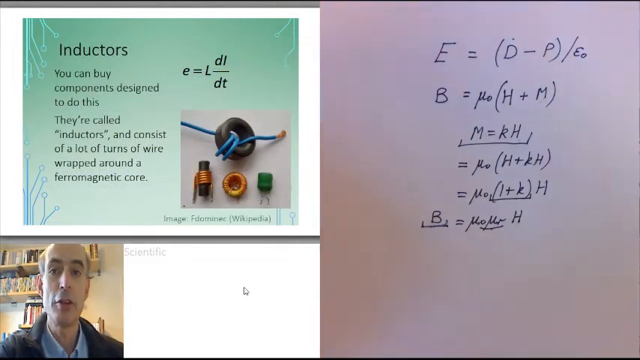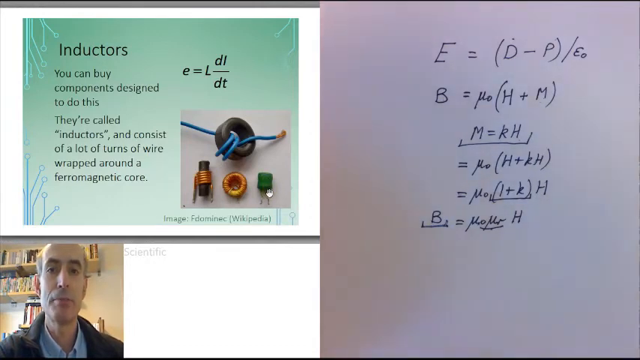And you can buy these things. Here are some sample inductors. This one only has 2 twists of wire around a ferrimagnetic core. This one has 5, this one has lots. What's inside this one is just a large number of twists of wire around a core like this, encased in a plastic case.